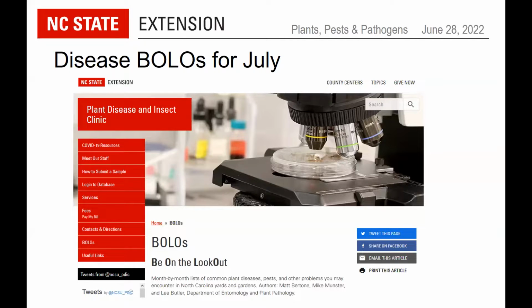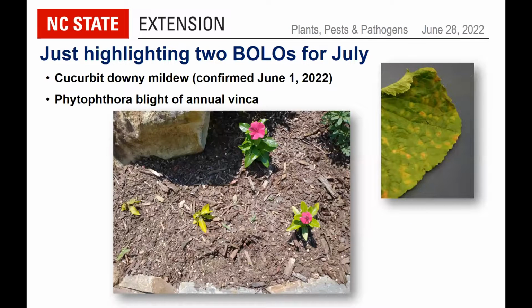So again, I'd like to remind folks that if you want the full list of the Be on the Lookouts month by month, they're on our website. Go to the main page there, pdic.ces.ncsu.edu, and look on the menu bar on the left-hand side, and you'll notice the link that says bolos. So I'm just going to present two of these, one slide, and they are to be on the lookout for cucurbit downy mildew, which was confirmed as of June 1st of this year. It doesn't overwinter in North Carolina, but it will come up from other places where it does.